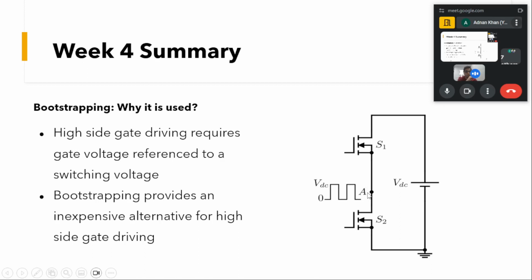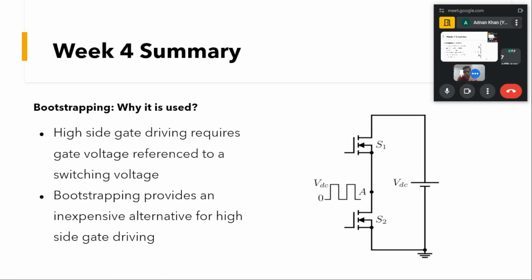to this floating point supply, because when this S1 is turned on, we have a voltage VDS across at this point A, and whenever this S1 is off, we have a voltage 0 across at this point A. So the voltage at this point A is fluctuating between 0 and VDC. So in order to turn on this device, we had to provide the VGS voltage with respect to this floating point, and we had to take care of this floating supply in order to turn on our devices.